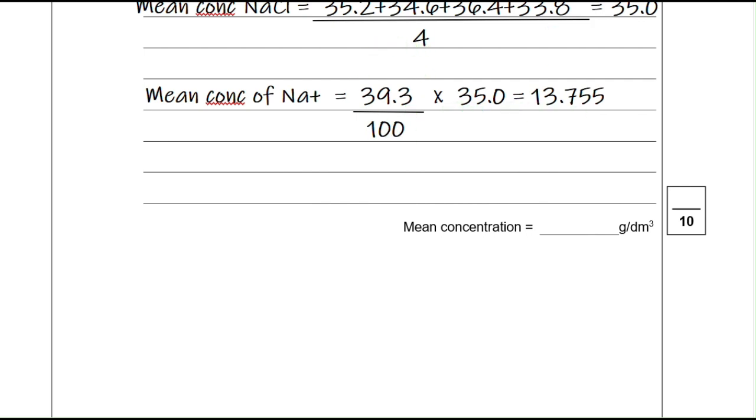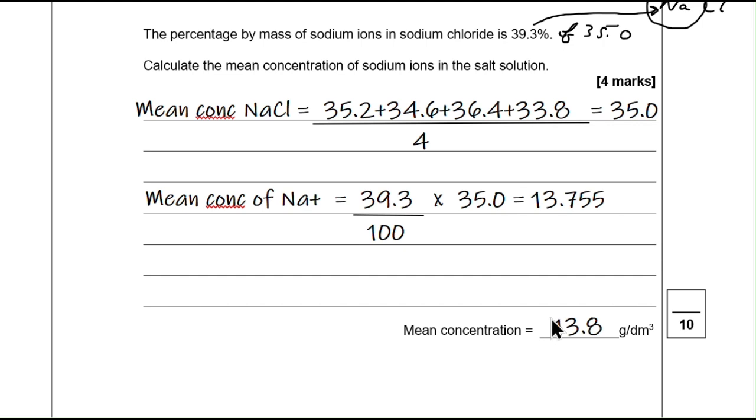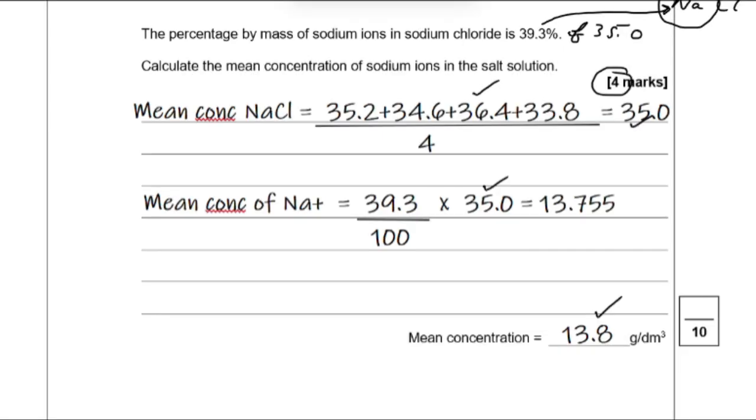On your calculator, that comes out at 13.755, rounding up, mean concentration 13.8. So, for mark allocation, we get 1 mark for the mean sum and then 1 mark for the mean concentration, 35.0. We get 1 mark for the mean concentration of Na+ ions and 1 mark for the final answer, 4 marks. Over the page to question 2.